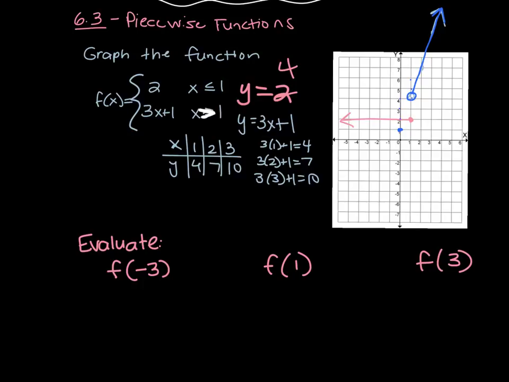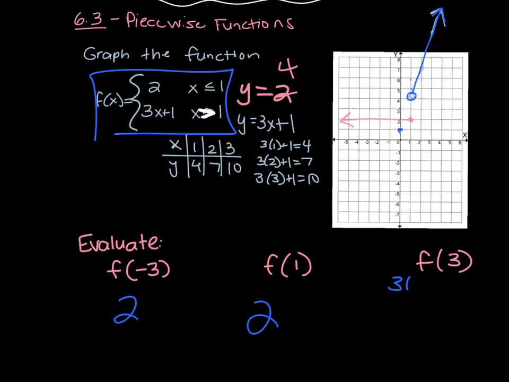Okay, and then you have to evaluate the piecewise function. So if it said f of negative 3, using this same function, I figure out which range that falls in. Is negative 3 less than or equal to 1 or greater than 1? It's less than or equal to 1, which means f of negative 3 is what? 2. Good. How about f of 1? Is 1 less than or equal to 1, or greater than 1? It's less than or equal to, right? Which means this one is also 2. And then f of 3, good. It's bigger than 1, so this is 3 times 3 plus 1, or 9 plus 1, which is 10.